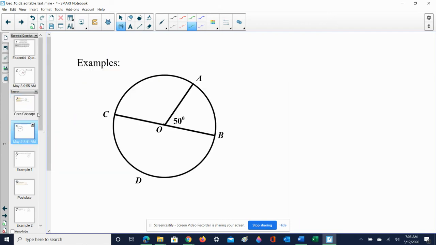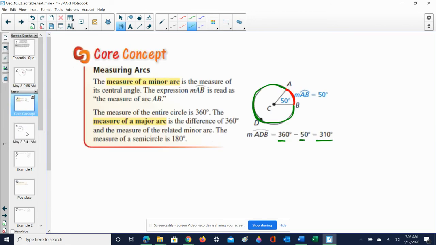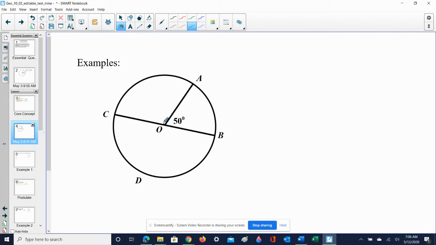So let's practice a little. Well, that's really the same problem, isn't it? Angle AOB is 50 degrees. What would that mean the measure of arc AB is equal to? That would also be 50 degrees. So these are the same. They will always be the same.